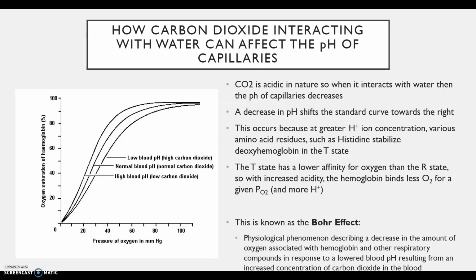The Bohr effect is the physiological phenomenon that describes the decrease in the amount of oxygen associated with hemoglobin and other respiratory compounds in response to a lowered blood pH, resulting from, again, the increased concentration of carbon dioxide in the blood.